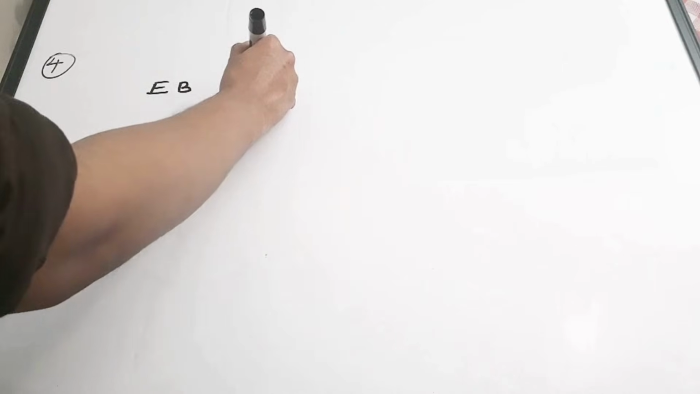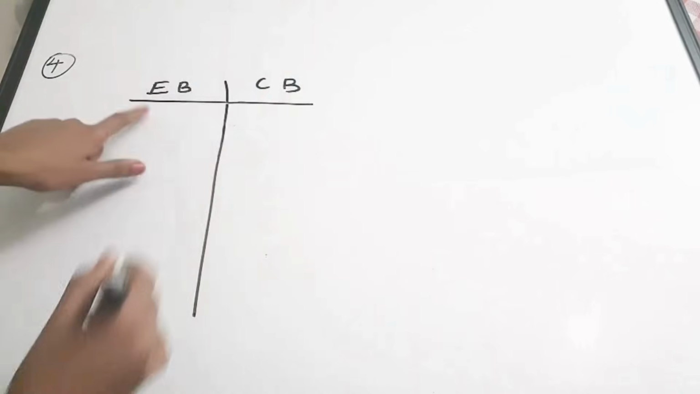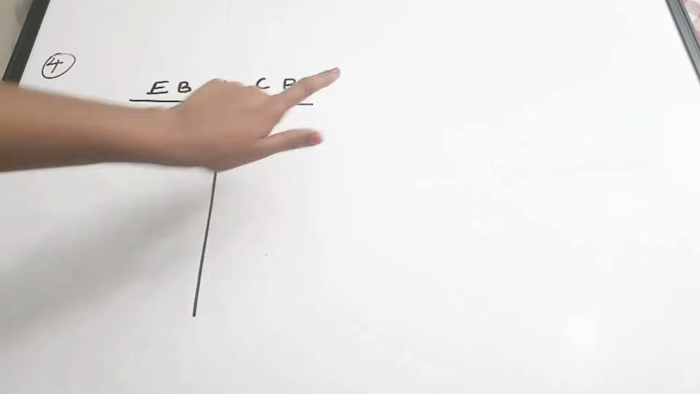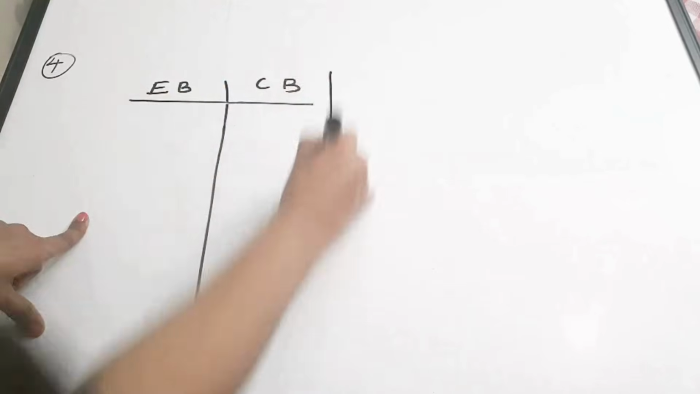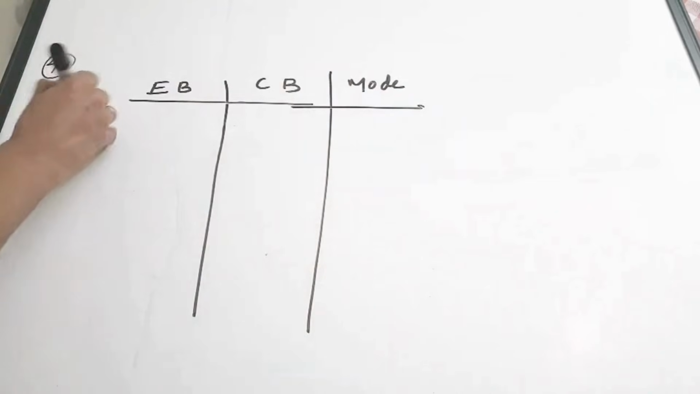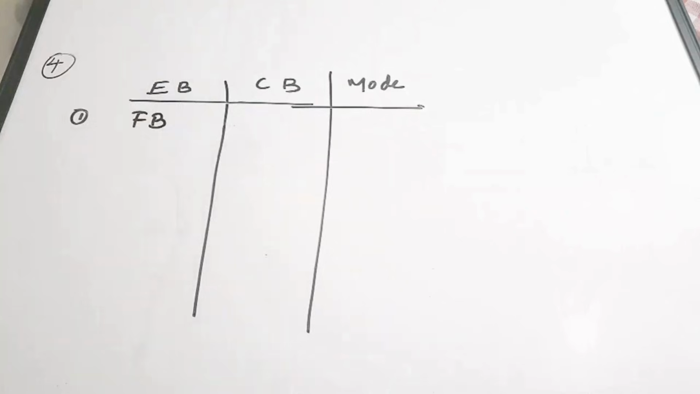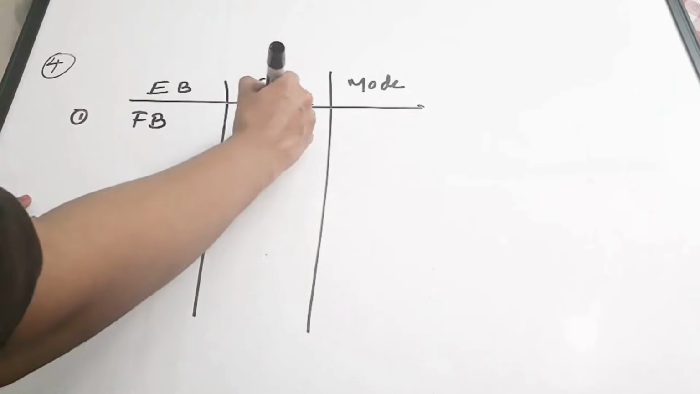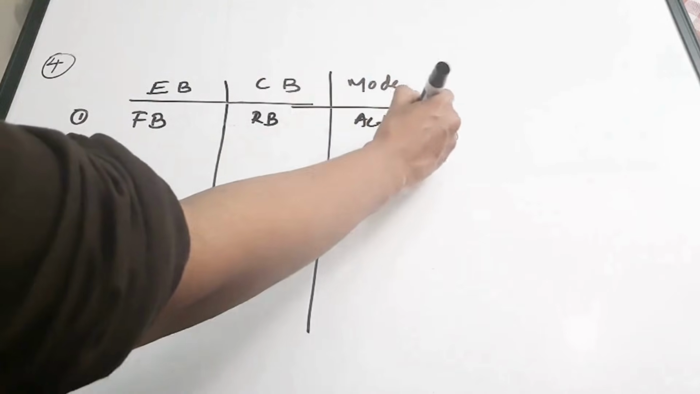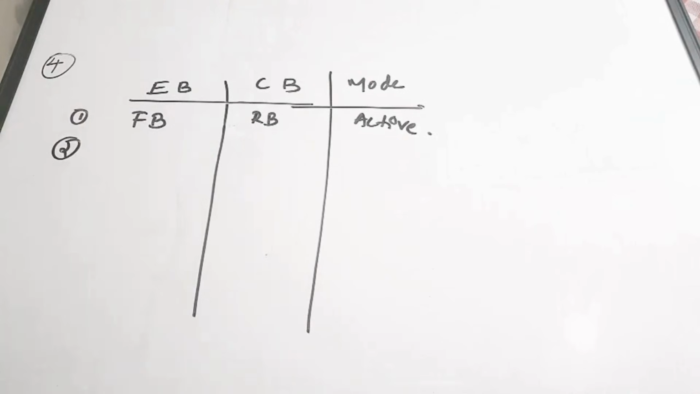Okay, so there are two junctions, emitter base junction and collector base junction. So EB is emitter base junction and CB is collector base junction. Now we'll discuss the mode here in this column. So first one, when the emitter base junction is forward bias and the collector base junction is reverse bias, the mode is called active. These are actually very basic things. Anyway, very important for the exams.